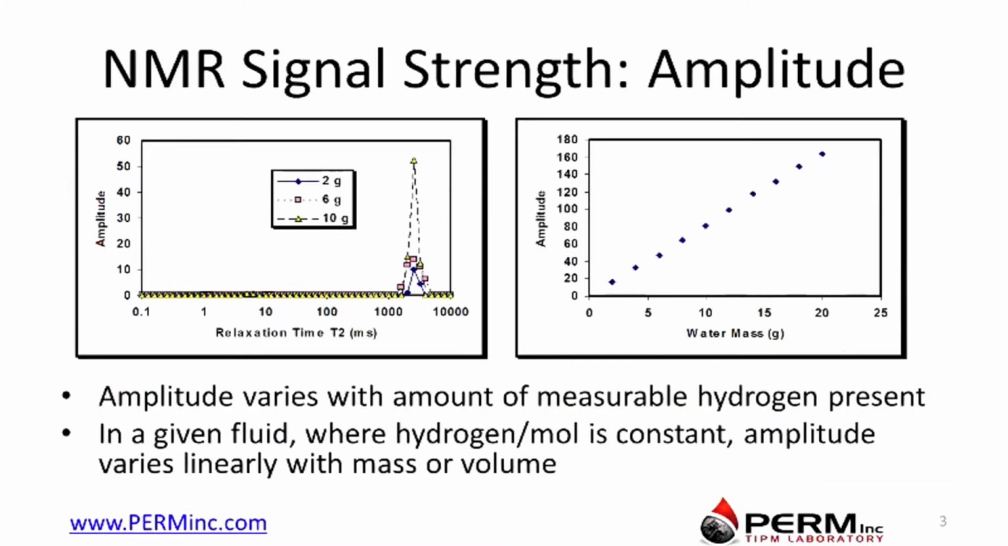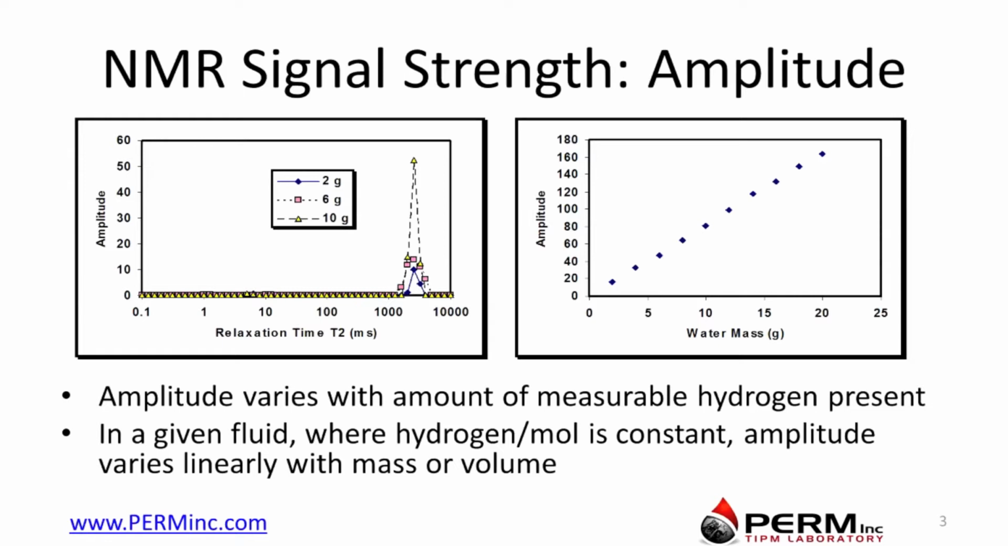So let's begin with the first part, the NMR amplitude. Like I was saying, NMR is telling you how much hydrogen is present in your system. In the examples that we have here, this is water measured at different masses, if you can see where I'm pointing. As we add more water to the measurement, as you double the mass or the volume of water, you double the amount of hydrogen, and the signal will double correspondingly as well. So the amount of signal is directly proportional to how much measurable hydrogen is present.